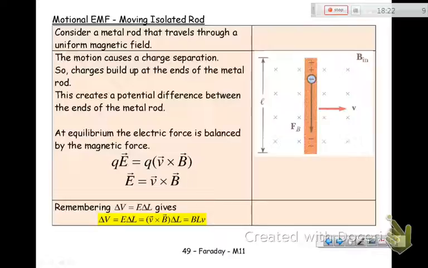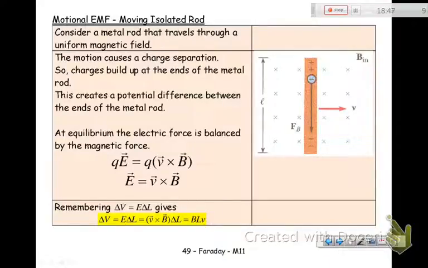So we have a balance between our magnetic force and our electrostatic force. And that's the game we're going to play here. Okay? Now I'm going to make it a bit easier. I'm going to have a vertical magnetic field, a horizontal plane, all that kind of stuff.